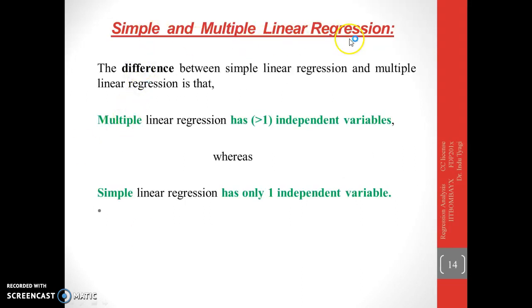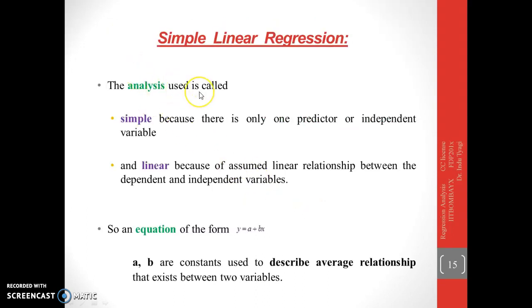Now we see simple and multiple linear regression. The difference between simple linear regression and multiple linear regression is that multiple linear regression has more than one independent variable, whereas simple linear regression has only one independent variable. The analysis used is called simple because there is one predictor or independent variable, and linear because of the assumed linear relationship between the dependent and independent variable. So the equation of the form y = a + bx, where a and b are constants, is used to describe the average relationship that exists between two variables.